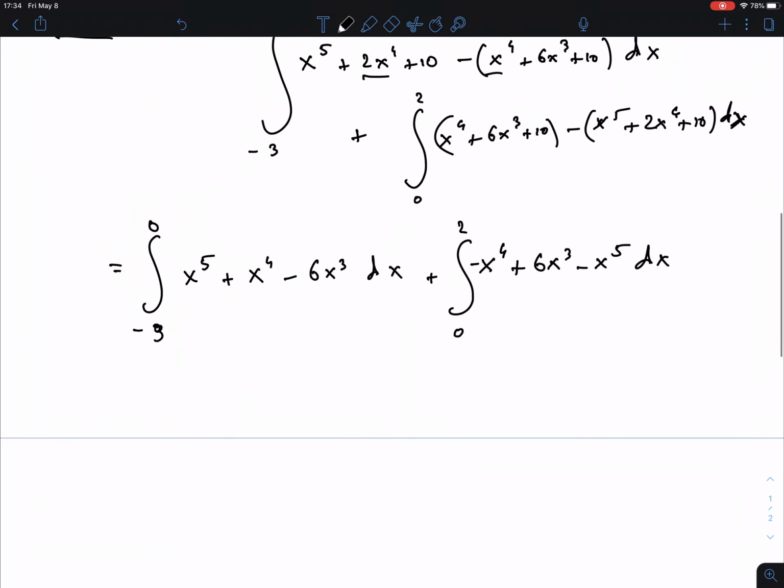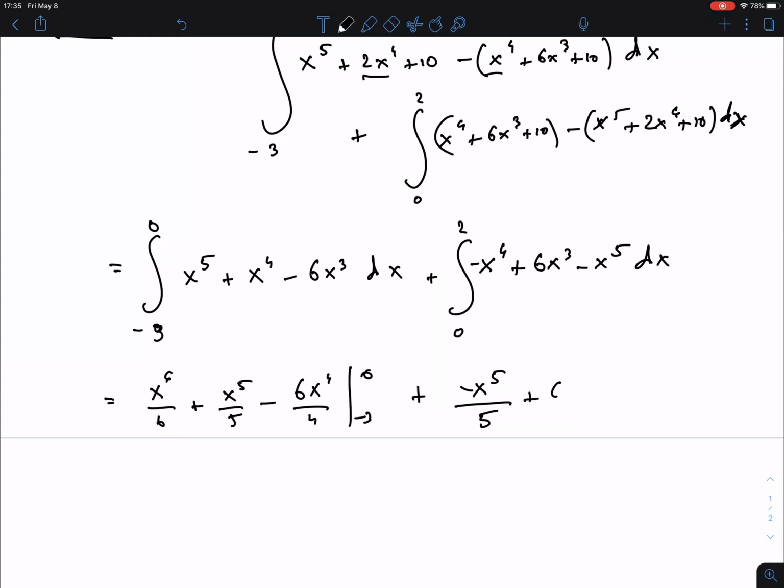Okay, so we integrate. This is x to the sixth over 6 plus x to the fifth over 5 minus 6x to the fourth over 4, between negative 3 and 0, plus minus x to the fifth over 5 plus 6x to the fourth over 4 minus x to the sixth over 6, between 0 and 2.